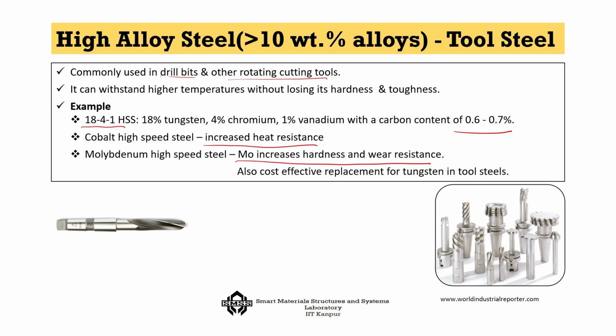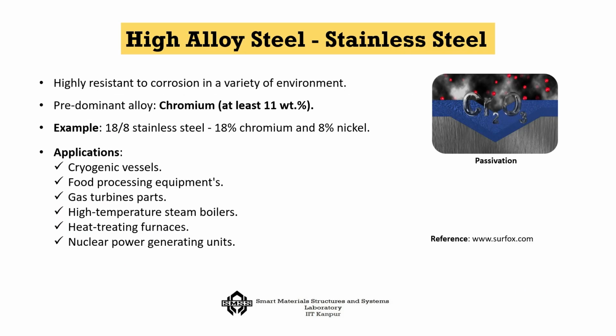So, these are cost effective replacement also for tungsten. Tungsten is more expensive. So, you can see that almost for all the different types of cutting tools you use basically the tool steel, which is actually a high alloy steel. And in the high alloy steel category we have the stainless steel also, which is highly resistant to corrosion and can be used for a variety of environment where corrosion is a factor. Let us say for cooking, let us say for subsea structures. So, you can use it.